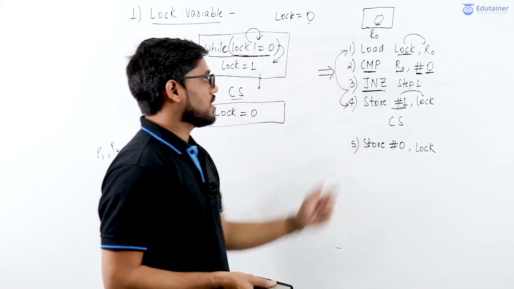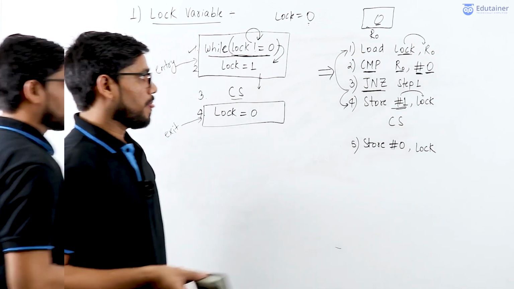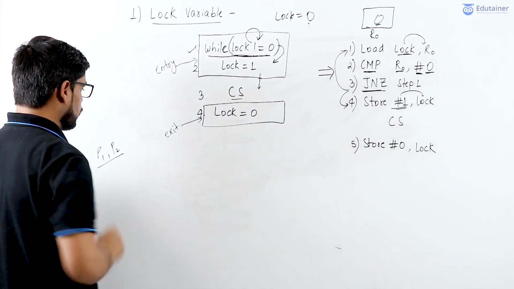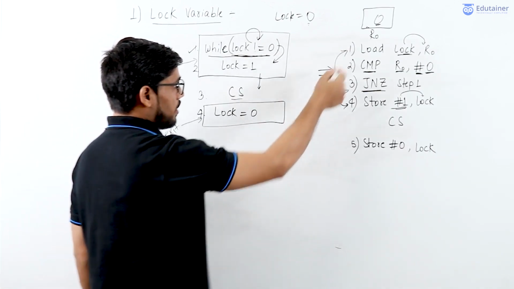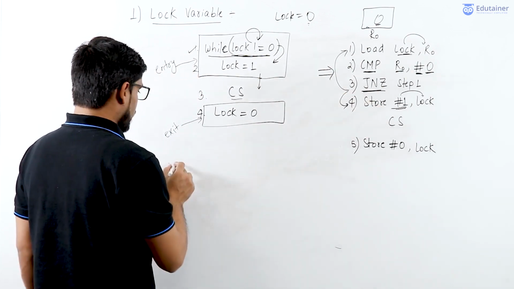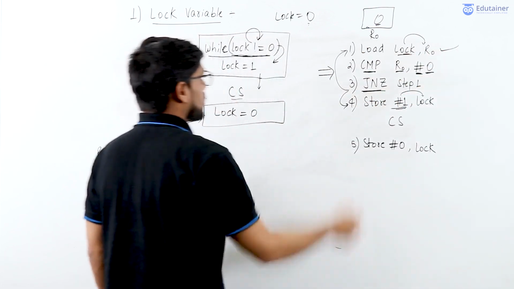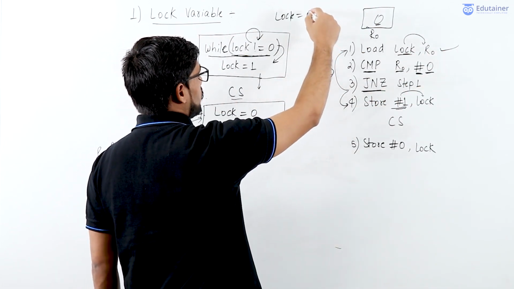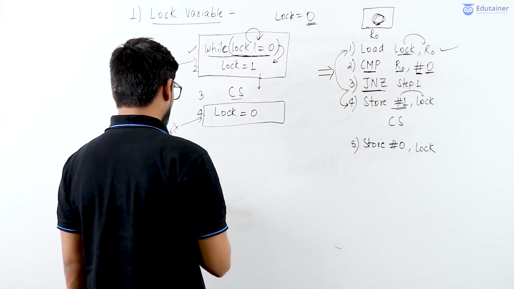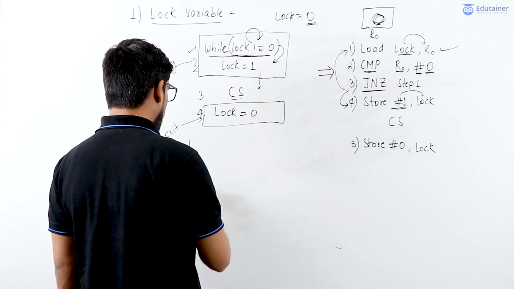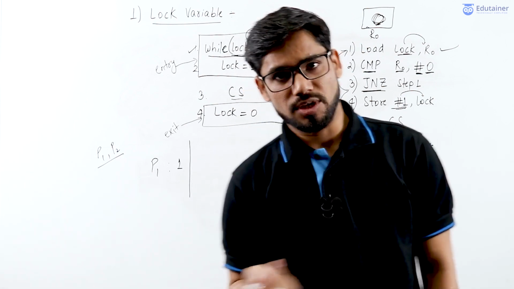Now let's see with an example how this code has a drawback. Let's again take two processes, process P1 and process P2. Let's say process P1 wants to enter the critical section and it executes line number 1. Line number 1 says store the value of the lock variable into the register R0. So it stores the value 0, and after that it is preempted by the processor or CPU.